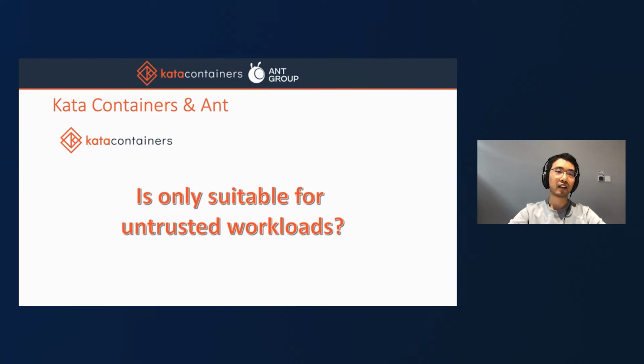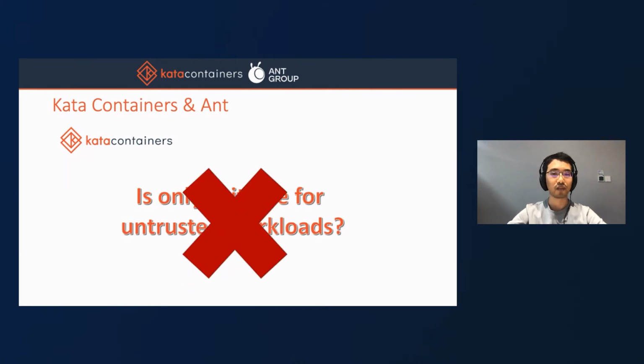And talking about Kata Containers and Ant Group, the main question we want to ask is: are Kata Containers only suitable for untrusted workloads? Because we constrain users' containers in a virtual machine because we want to protect the host and other containers. But is it the only use case for Kata Containers? We do not think so at Ant Group. So the answer is no. But I'll talk about why we think that.